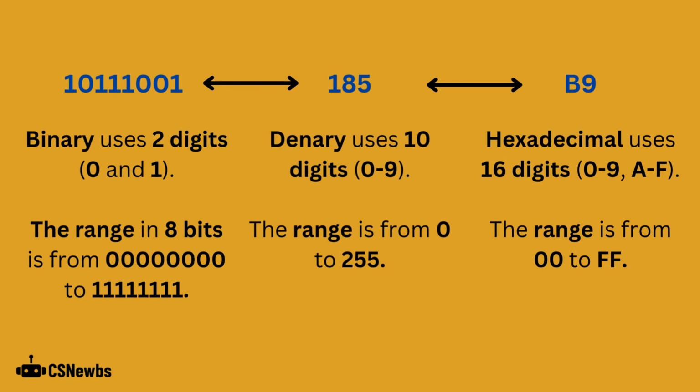Here is a summary of the 3 number systems. Binary uses 2 digits, 0 and 1. The range in 8 bits is from 0000 0000 to 11111111. Denary uses 10 digits, 0 to 9, and the range in the same equivalent 8 bits would be 0 to 255. Hexadecimal uses 16 digits, 0 to 9, and then A to F. The range would be from 00 to FF.